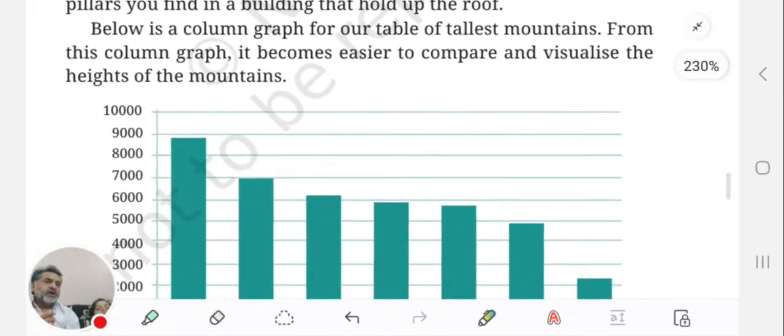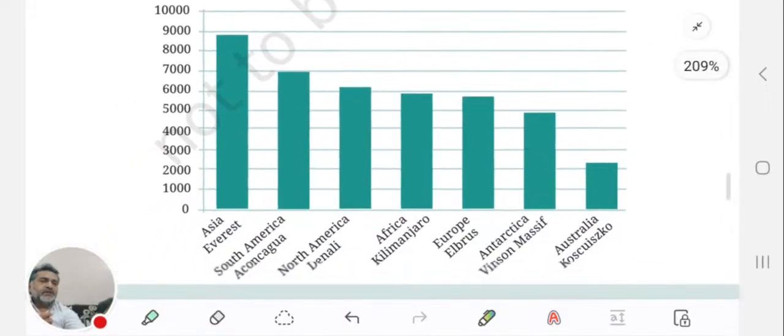Below is a column graph for our table of tallest mountain. From this column graph, it becomes easier to compare and visualize the height of the mountains. જો આ રીતે તો એ છે આ માઉન્ટ એવરેસ્ટ. તો આ વધારે સારું લાગે, ખ્યાલ આવ્યો?